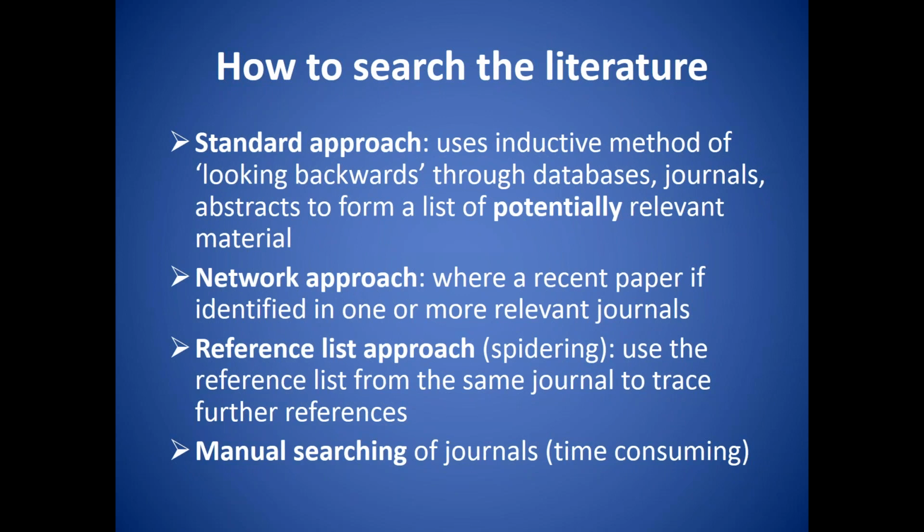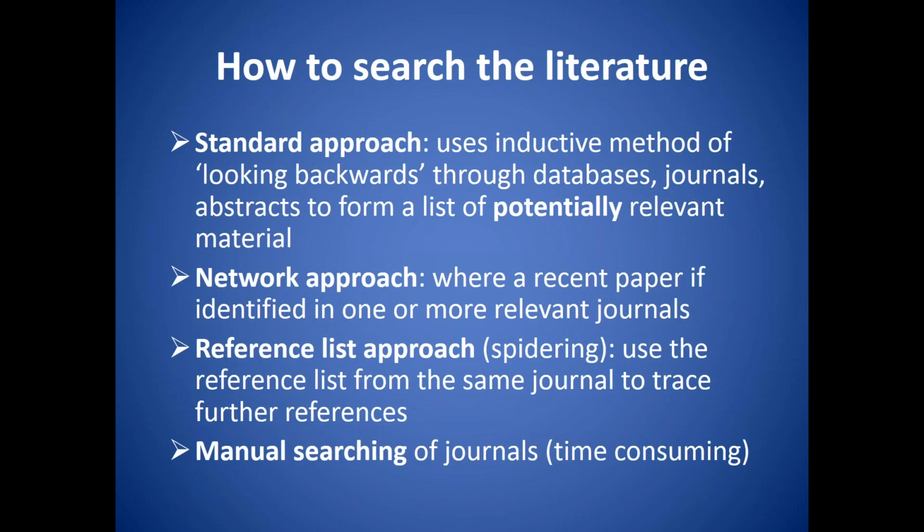The network approach, where there's a recent paper that's been published in one or more relevant journals. Now, this is on here, but that doesn't actually happen in practice, because if a paper is published in one journal, another journal will not publish the same paper. They might publish a similar one by the same authors, but it won't be identical. But if it's in one or more, or there's something similar by the same authors, then that's worth looking at.